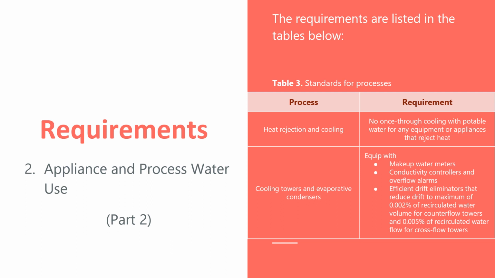Part 2 of the second requirement covers standards for processes. For heat rejection and cooling, if potable water is used for these processes, water must be recycled rather than used only once. Additionally, cooling towers and evaporative condensers must be equipped with makeup water meters, conductivity controllers, overflow alarms, and efficient drift eliminators that reduce drift to a maximum of 0.002% of recirculated water volume for counterflow towers and 0.005% of recirculated water flow for cross-flow towers.